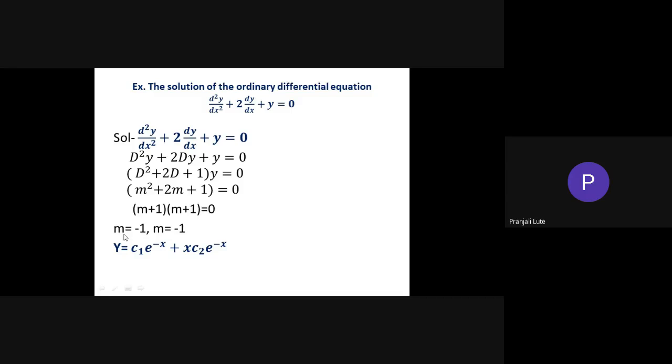So how do we apply this case? y equal to C1 e to the power minus x. This root is repeated, so here write plus x C2 e to the power minus x. This is the complete solution of that differential equation. Again, the right hand side of that differential equation is 0, which means we have to find here only the complementary function.